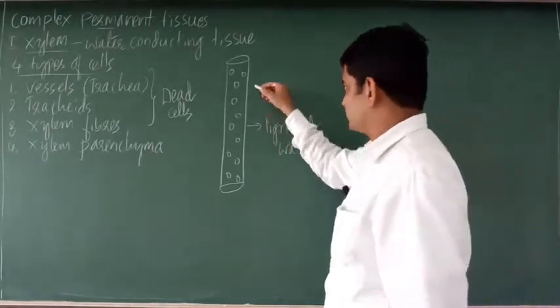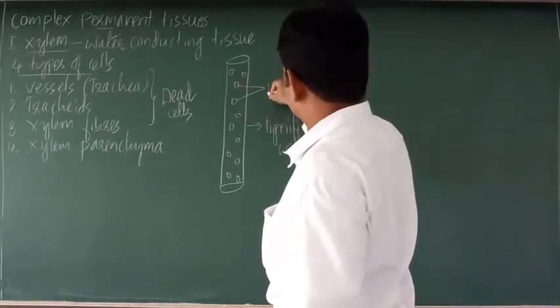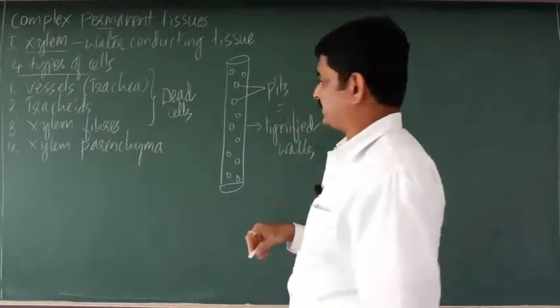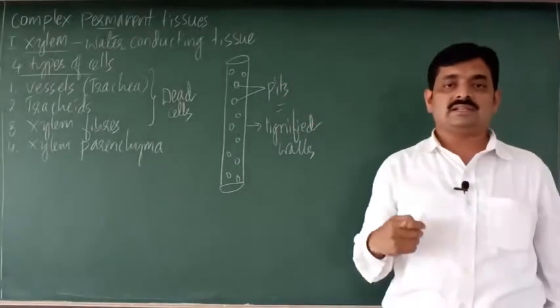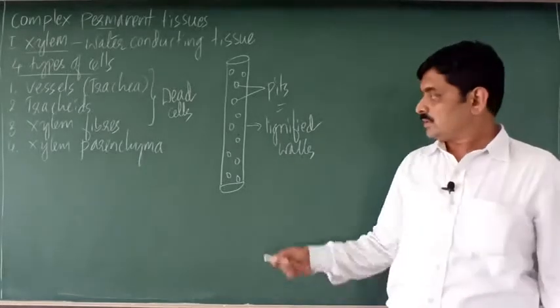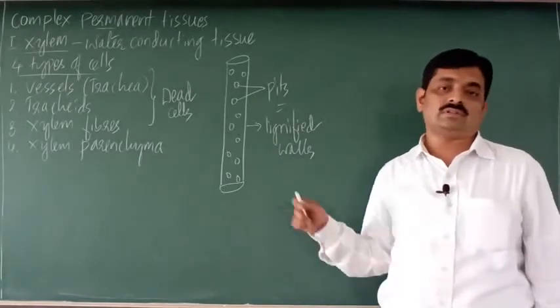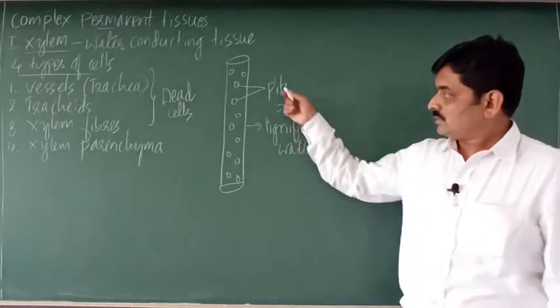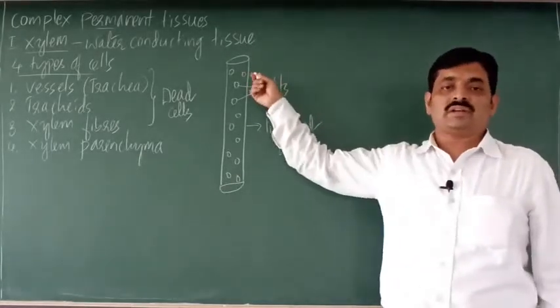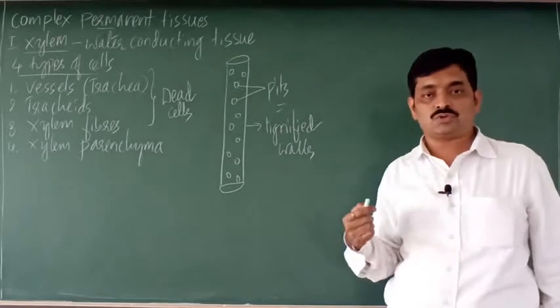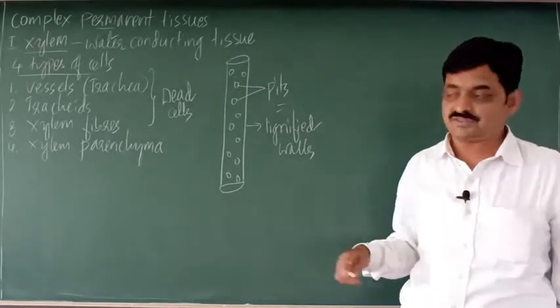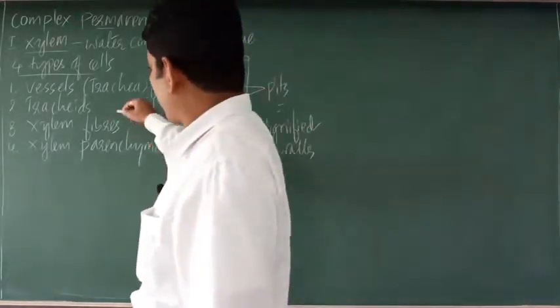These circular units are called pits. You can observe pits on the xylem vessel. A xylem vessel has no living protoplast, so it is a dead cell. This is the main water conducting unit in the angiosperms, that is in higher plants. Then the tracheids.